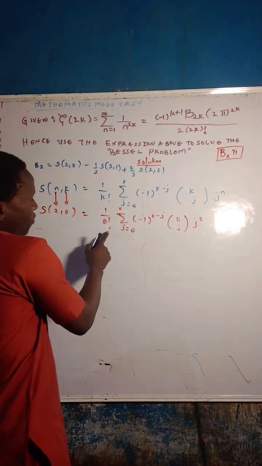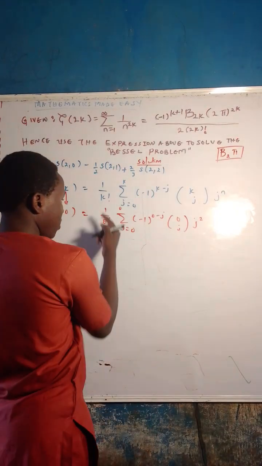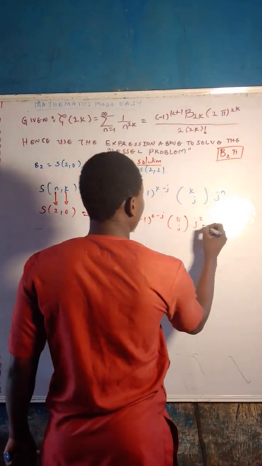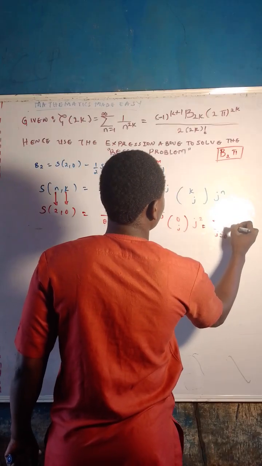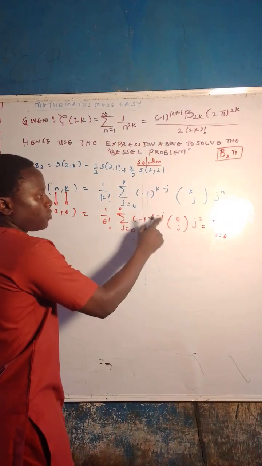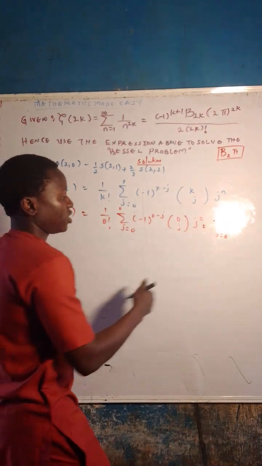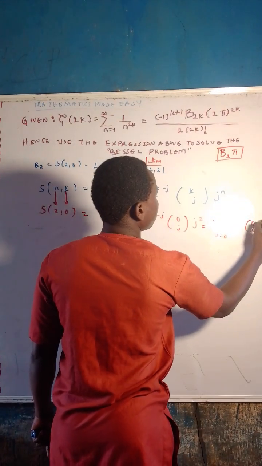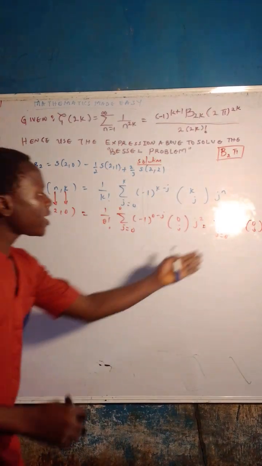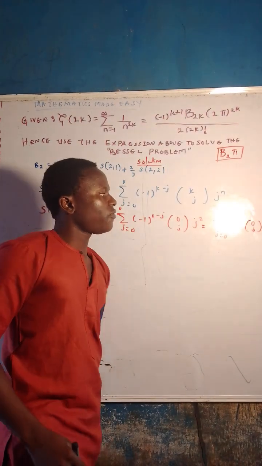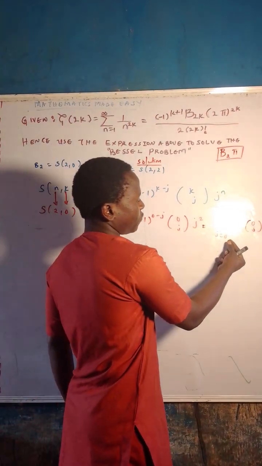Yeah, so 0 factorial gives us 1, so 1 over 1 is just 1. So this will be equal to the sum of j from 0 to 0 of minus 1 raised to the power of 0 minus j, that will give us negative j, then multiplied by 0 combination j, then multiplied by j raised to the power of 2. Yeah, so now let's find this value. So let's just sum this from 0 to 0.